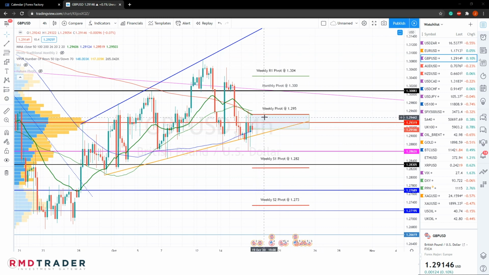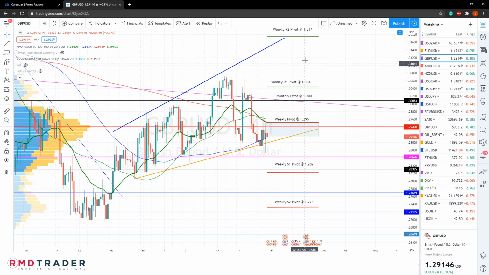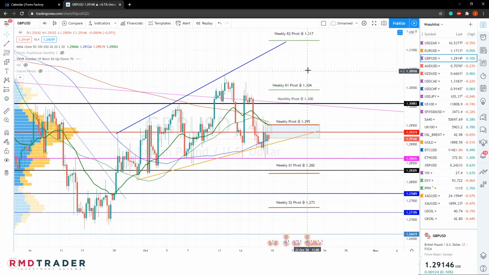as a break above this area, especially above the weekly pivot at 1.295, which will also likely coincide with the 4-hour 200 SMA, would open up targets back again at this area of resistance at 1.3, and then perhaps even some highs heading for that weekly R1 pivot at 1.304. Then, if of course price do manage to break above that, it could open up medium-term targets much higher towards this 1.317 level, although I do not necessarily expect that to happen this week.